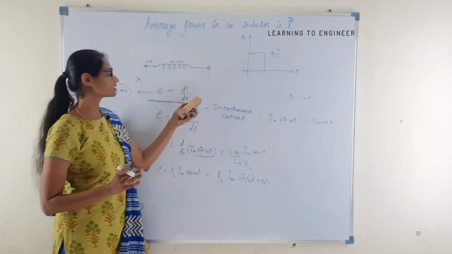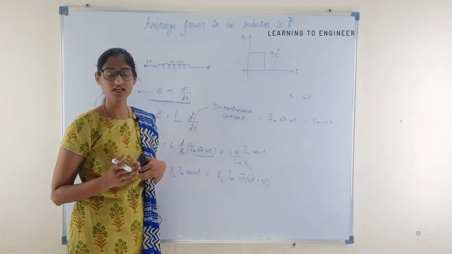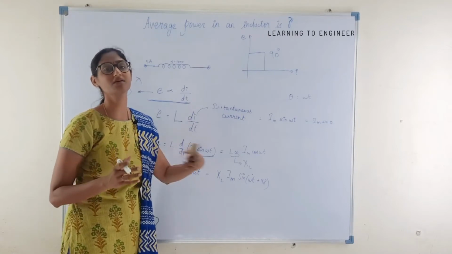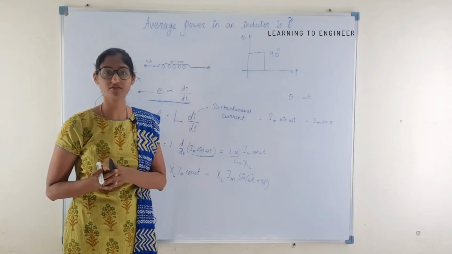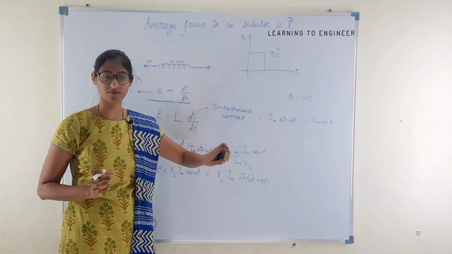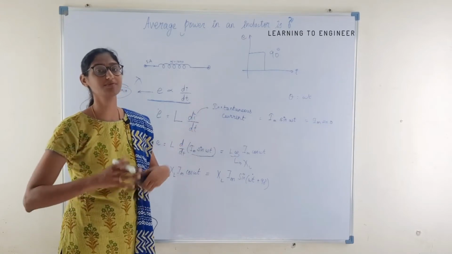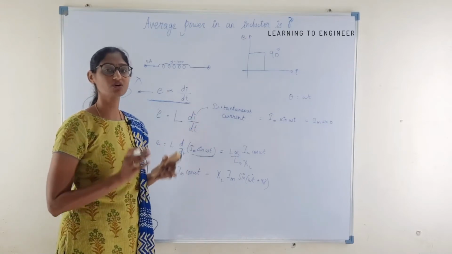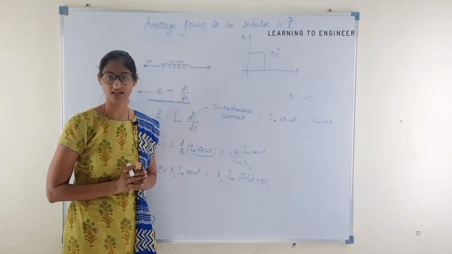Because this current is alternating in nature, in one particular interval of time it will be sending current, and in another interval of time it will be absorbing current. So there is no complete absorption of power or complete delivery of power. Since this current is alternating in nature, it will be plus sometimes and minus sometimes. So it is only possible for us to find out the average power in an inductor.